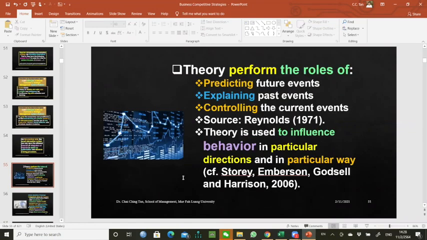Okay, so theory performs so many types of roles because of the ability to explain ideas from the real data. It means that they can predict the future, they can explain the phenomena, they can control the phenomena, and because of that, they can help you suggest strategies. That means to influence your behavior in a particular direction. This is the performance role of theory.